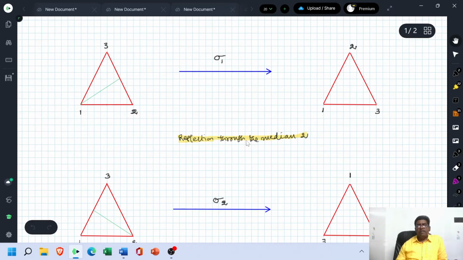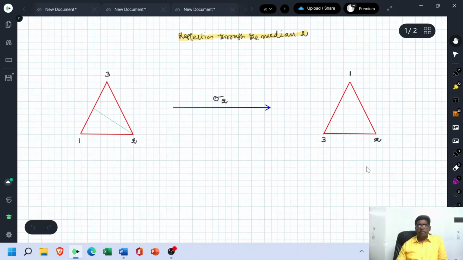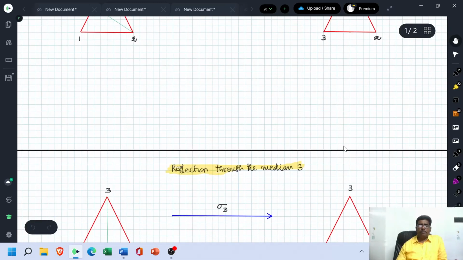And the next operation is reflection through the median 2. This is median 2. If the reflection is made through this median 2, the point 2 is fixed. But these points 1 and 3 are interchanged. 3 comes to this position, 1 goes to this position. See, this is the newly arrived triangle. It is also maintaining the symmetry, or it is an equivalent triangle.